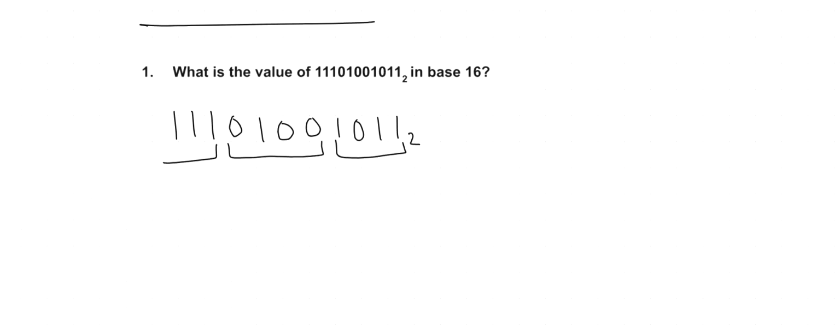So 1011 is 11, which is equal to B. 100 is 4, and 111 is 7. Yeah. So the answer would be 7 4 B. And checking the answer given by ACSL, that's correct.